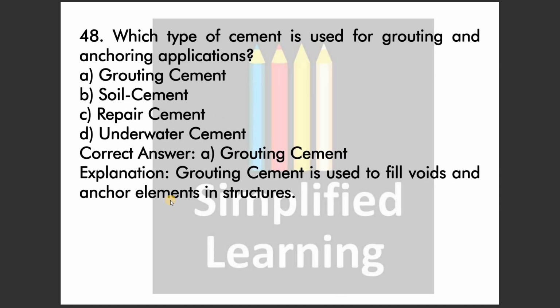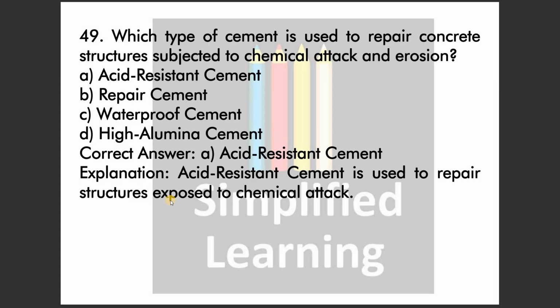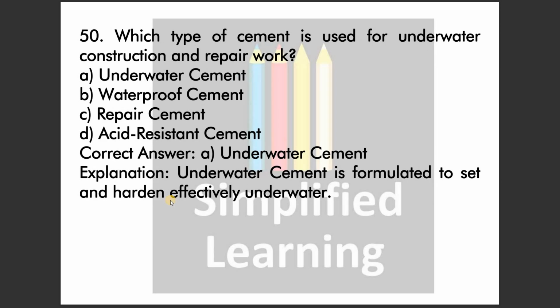Which type of cement is used for grouting and anchoring applications? The answer obviously from the option looks like to be the grouting cement. Then which type of cement is used to repair concrete structure subjected to chemical attack and erosion? Obviously, whenever we are saying chemical attack, erosion, salinity attack, the answer should be acid resistant cement, or whenever we are saying that sulfate attack is there, then we will be using sulfate resisting cement.